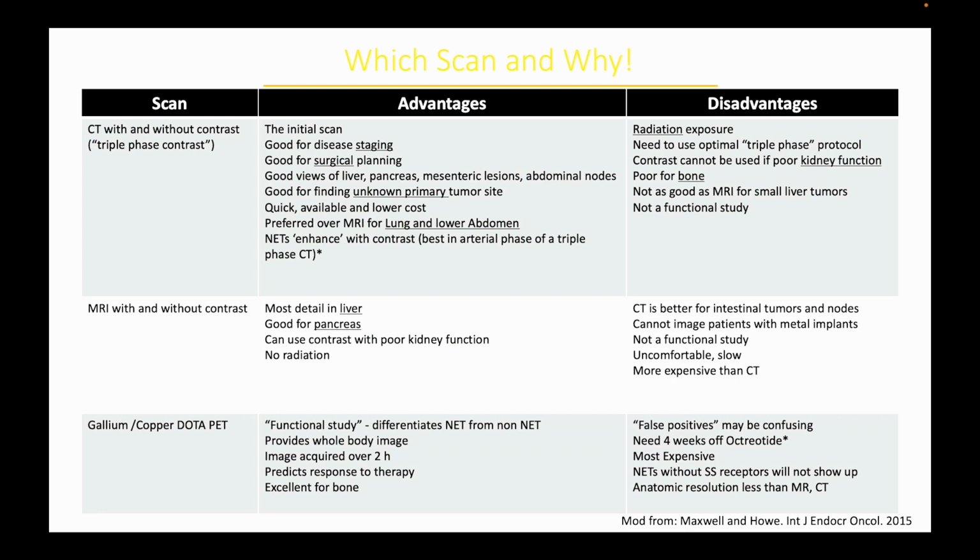It's not so good at looking at bone. MRI scan, much better for the liver, good for pancreas, but not so good in the lower abdomen for smaller lymph nodes. It doesn't have any radiation, which is good, but it's uncomfortable, it's slow, it's noisy, it's more expensive than a CT scan, and therefore can be difficult to get through insurance.